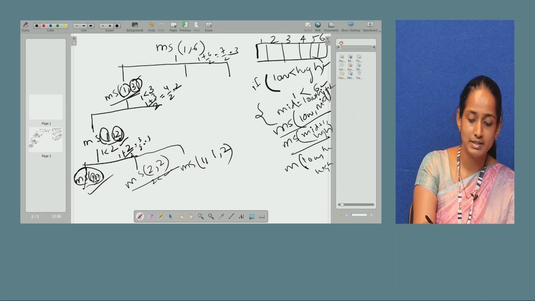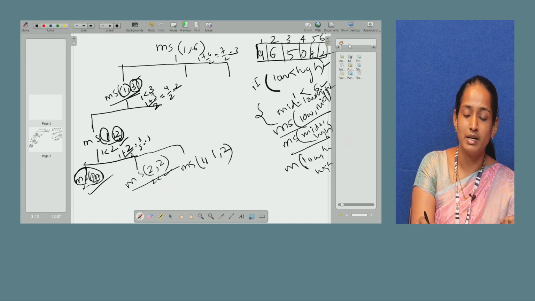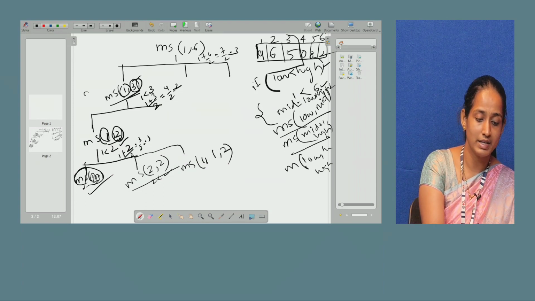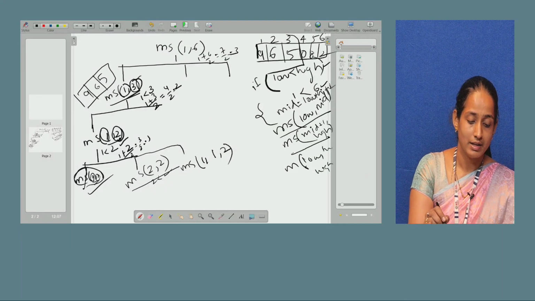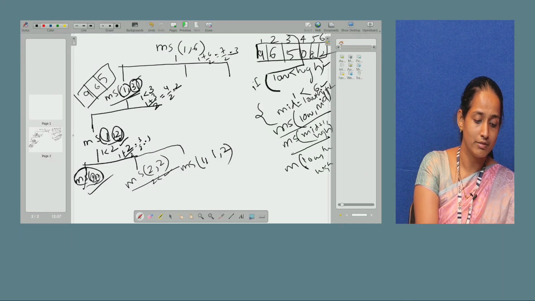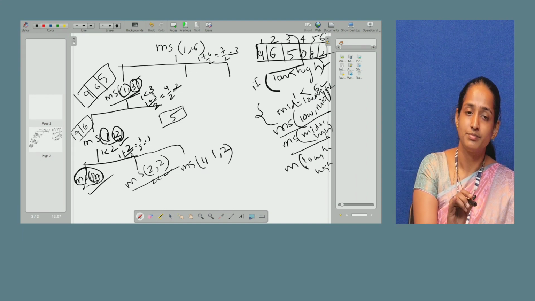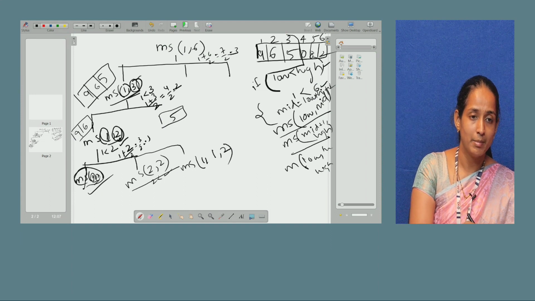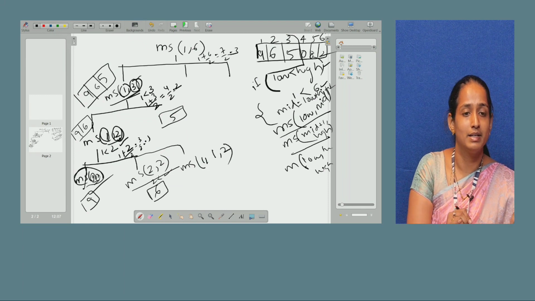For example, I have a list containing elements like 9, 6, 5, 0, 8 and 2. Internally the list is first divided into two halves, with 1, 2, 3 in one part, so 9, 6, 5 comes here. Then it is again divided into 1 comma 2, so 9 and 6 come to the left part and 5 comes to the right part. Then ms of 1 comma 1, that means first 9 comes here, then ms of 2 comma 2, the second element in the list, 6.